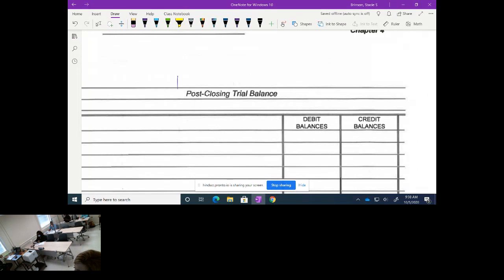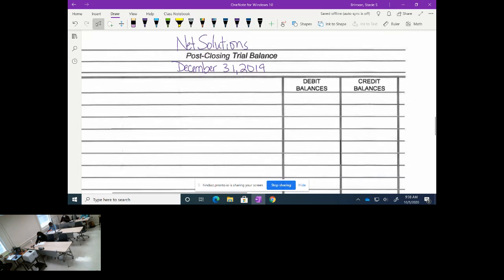All right, so at the top of it, we're gonna do like we always do and put the company name. And we're gonna put the date that we're preparing this for. Like, what date are these balances for? These are our December 31 balances. Okay, so we've already got the debit balances and the credit balances at the top of your column, so you don't have to fool with that. So we're just gonna go through and list our accounts.